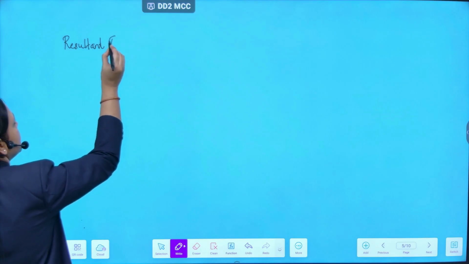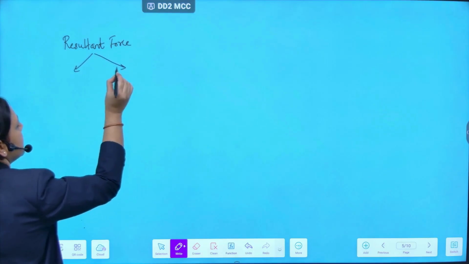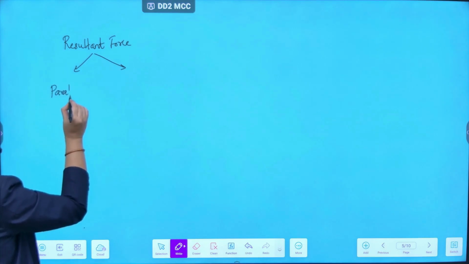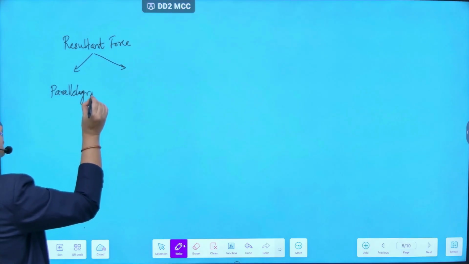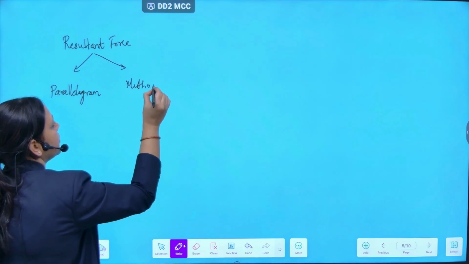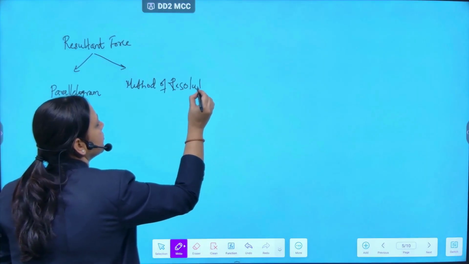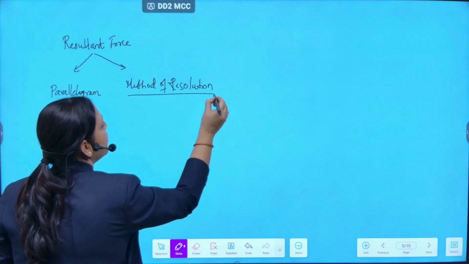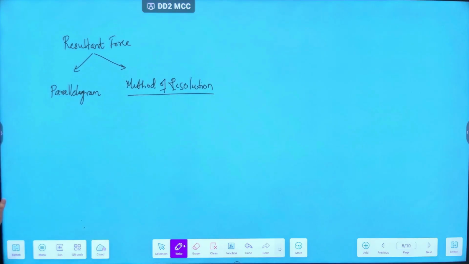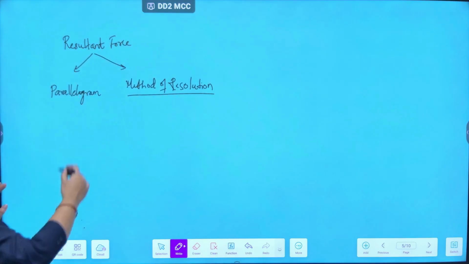So resultant force is calculated in several methods. One such method is the parallelogram method, and the other one is the method of resolution. Method of resolution is a topic that I will be covering in this video lecture in detail. To understand this method of resolution, I have given all this introduction.